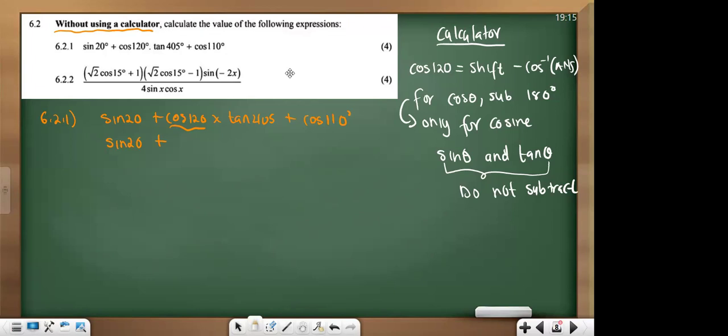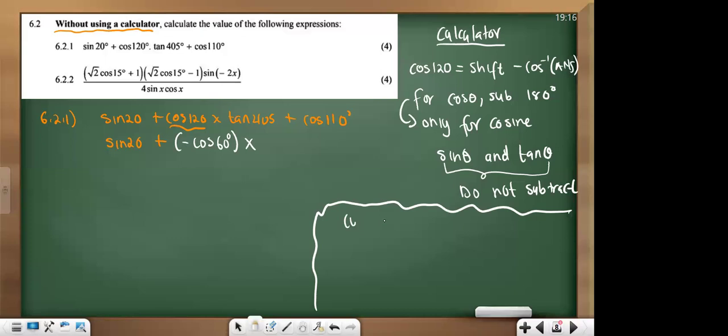Okay, thank you so much. So this is negative cos 60. You guys are on fire. All right, can I also get tan 400? Let me show you. That's cos 120. That will be cos (180 minus 60), and that is negative cos 60.